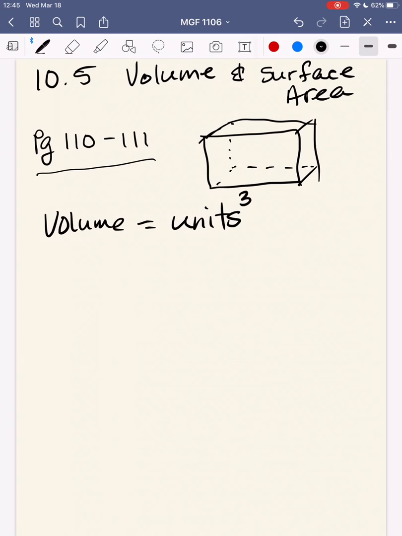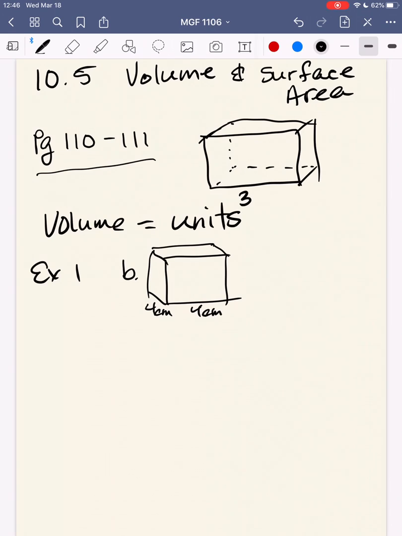Okay, so I'm just going to look at a quick one from example 1 on page 111, part B and part A. So I'm given a cube, a three-dimensional object, with 4 centimeters here, 4 centimeters here, and 4 centimeters in height.